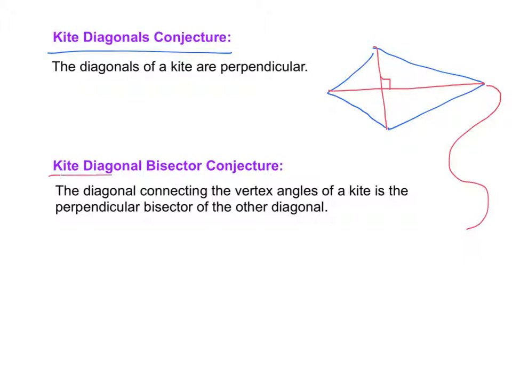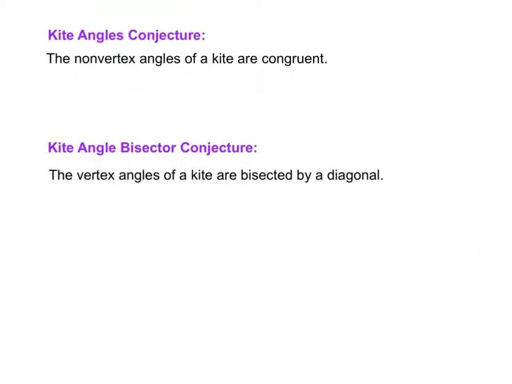So the Kite Diagonal Bisector Conjecture states that the diagonal connecting the vertex angles of a kite is the perpendicular bisector of the other diagonal. So if we look at the same picture up here, we can see that these two segments are going to be equal or congruent. So this diagonal is the perpendicular bisector of this diagonal. So now we have some more conjectures.